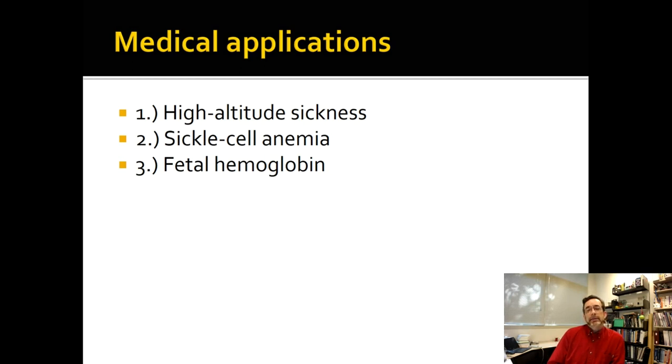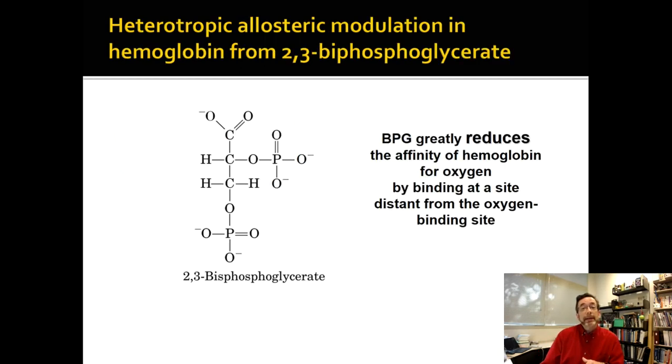High altitude sickness, sickle cell anemia, and fetal hemoglobin, which is sort of tied up with sickle cell anemia, but because it's not involved with the disease state, it's a little bit different. So we'll talk about these 3 things that have medical applications where hemoglobin is involved with disease and health.